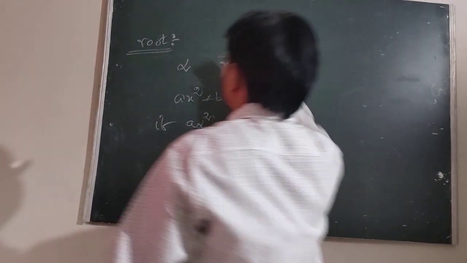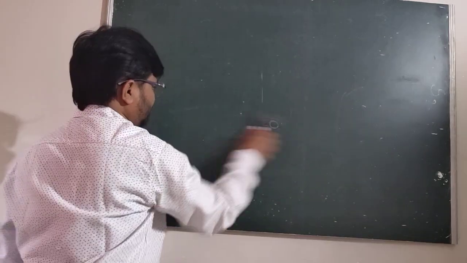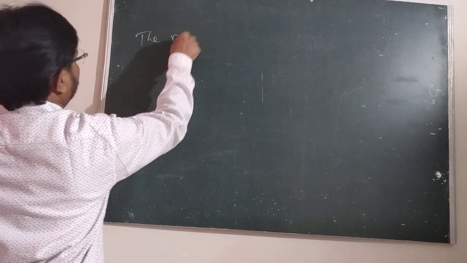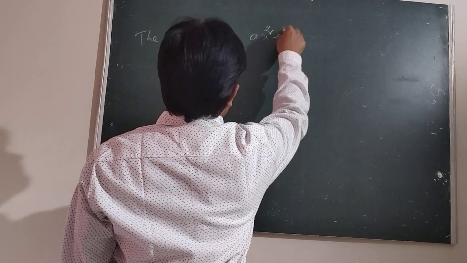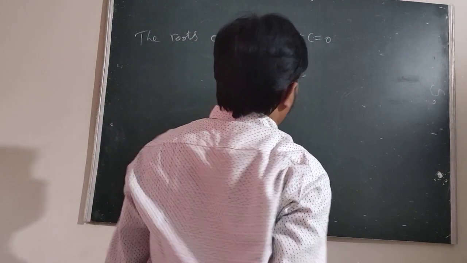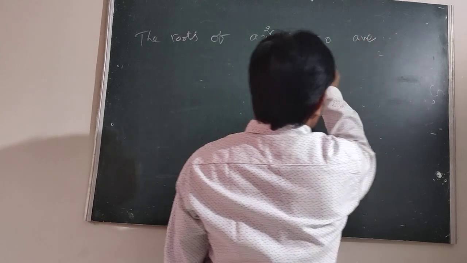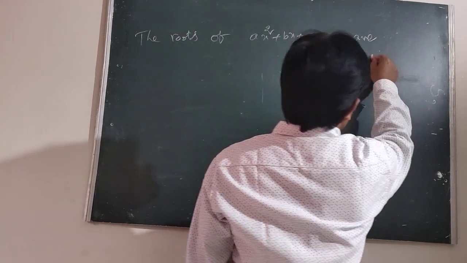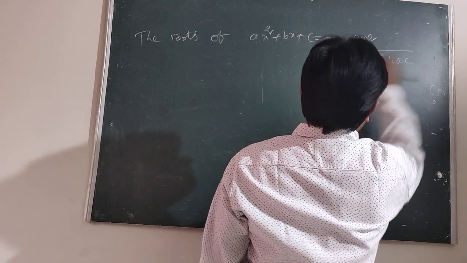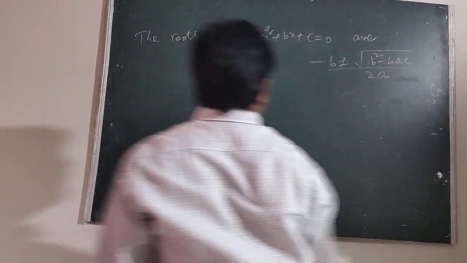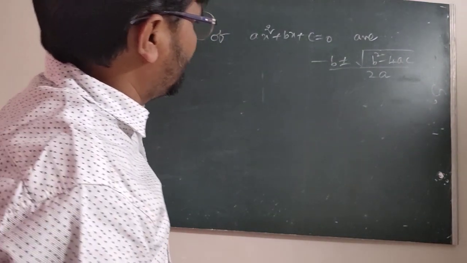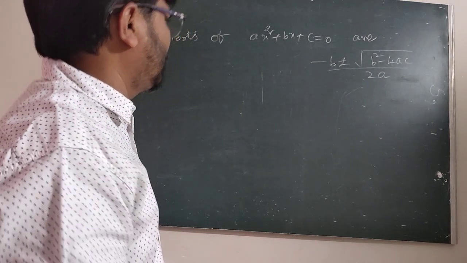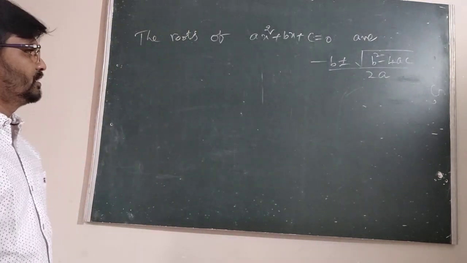Now we find the roots of the quadratic equation. The roots of the quadratic equation ax square plus bx plus c equal to 0 are minus b plus or minus root of b square minus 4ac, divided by 2a.